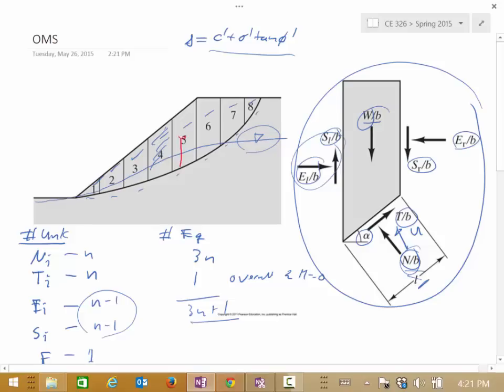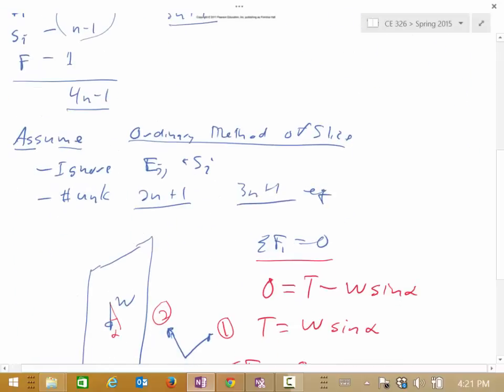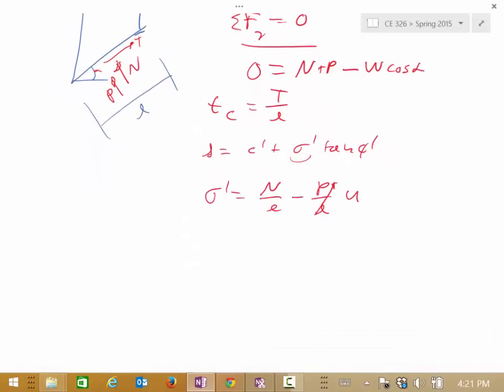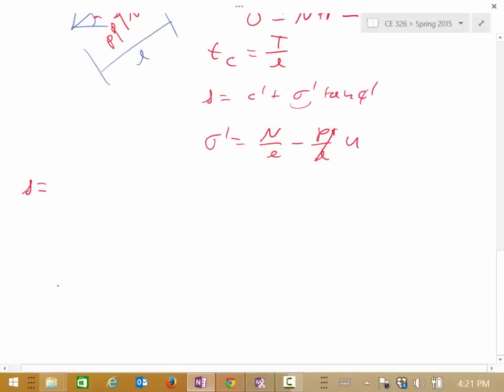I'll put my little piezometer here at the slice. Water's going to rise to there. This is going to be the head, right? That's going to be the total head, right? I just take total head times gamma water, that is equal to U, right? Okay, so that gives me that the shear strength then is going to be C prime plus W cosine alpha over L minus U times the tangent of phi prime. Right? Everybody with me?